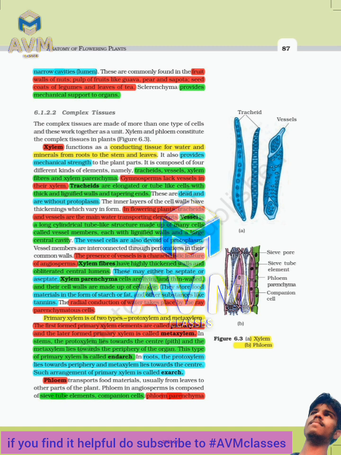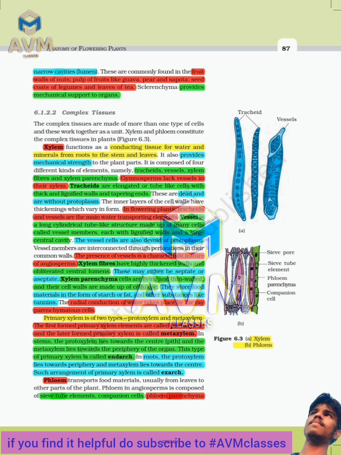Xylem parenchyma cells are living and thin-walled and the cell walls are made up of cellulose. They store food materials in the form of starch or fat and other substances like tannins. The radial conduction of water takes place by the ray parenchymatous cells.